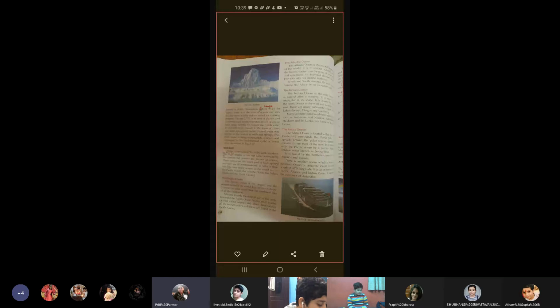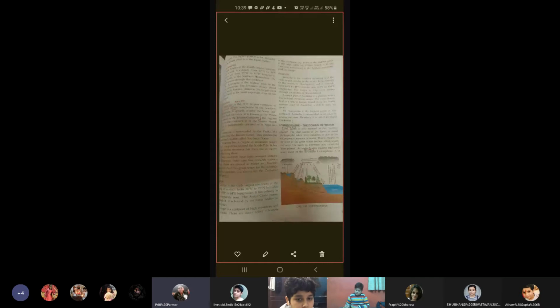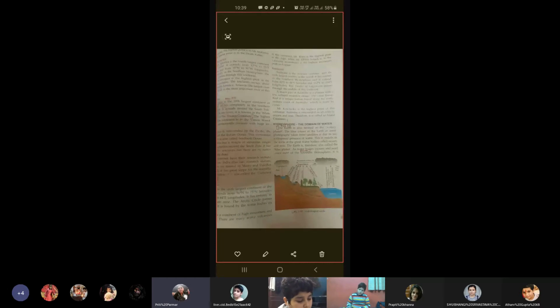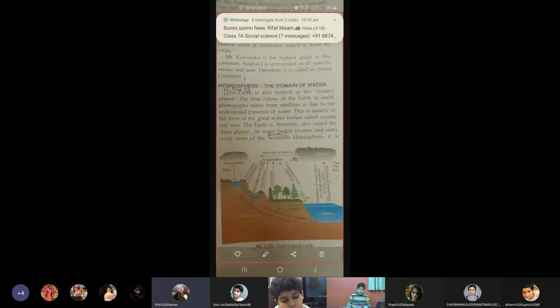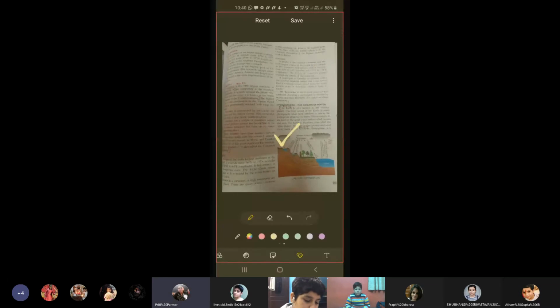This fresh water is being continuously renewed and recharged by the hydrological cycle or water cycle, as shown on the previous page, this page. Now put a tick mark on this. This is the diagram that you will draw next. Okay? This is the diagram. You will draw this in your copies. I hope I'm clear.